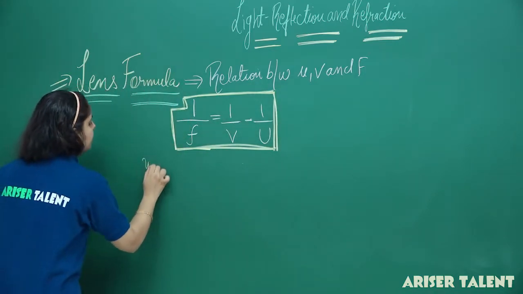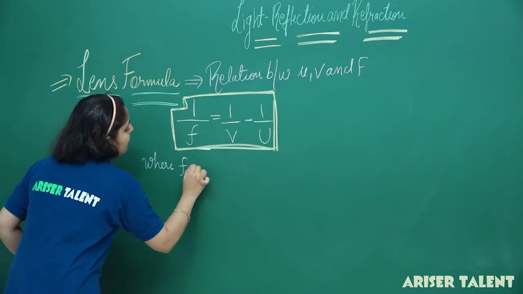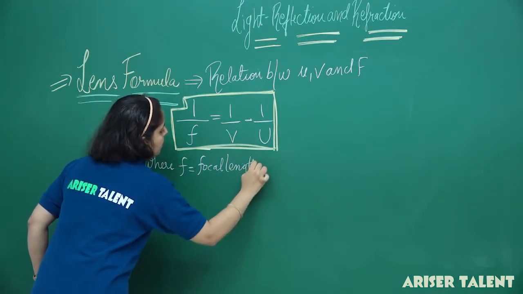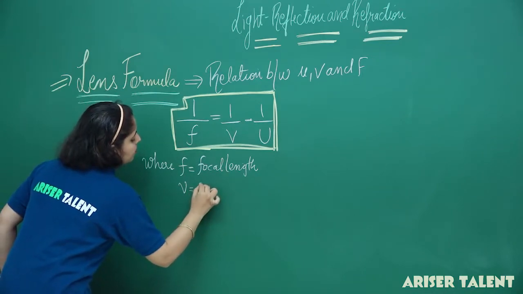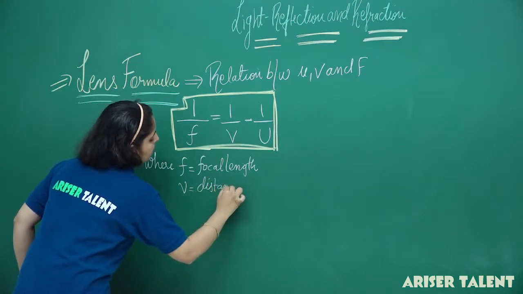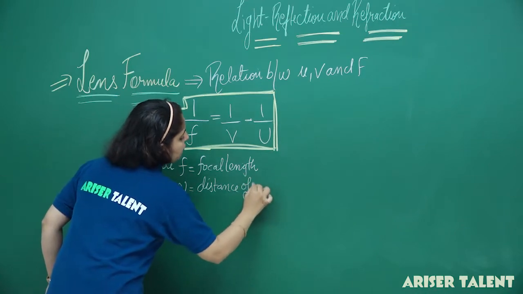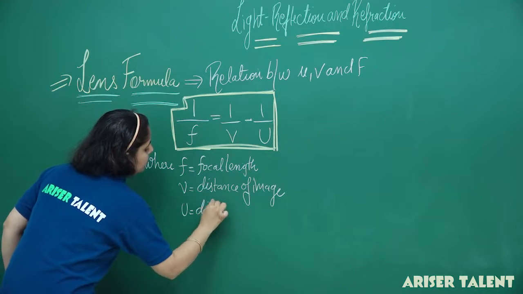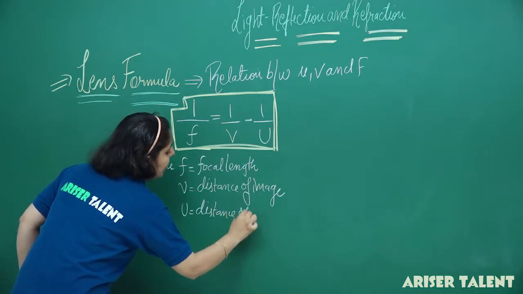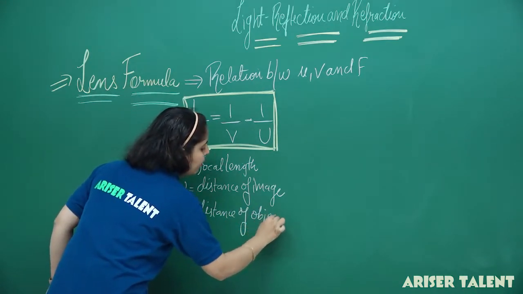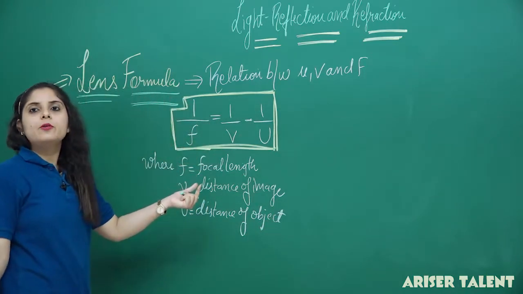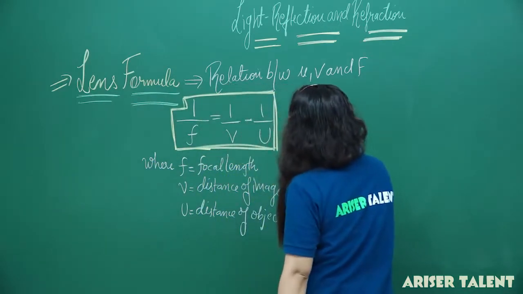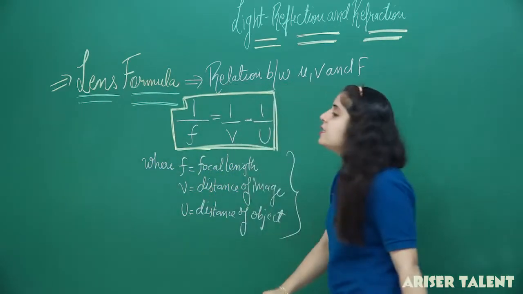where f is the focal length, v is the distance of the image, and u is the distance of the object. And from where must these distances be calculated? These distances must be calculated from the optical center of the lens. So this is the whole thing about the lens formula.